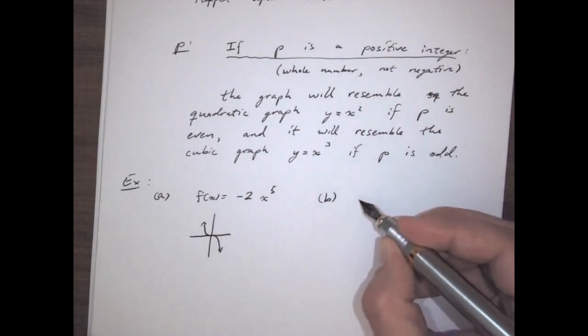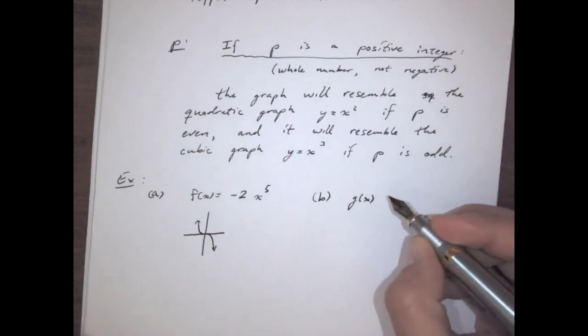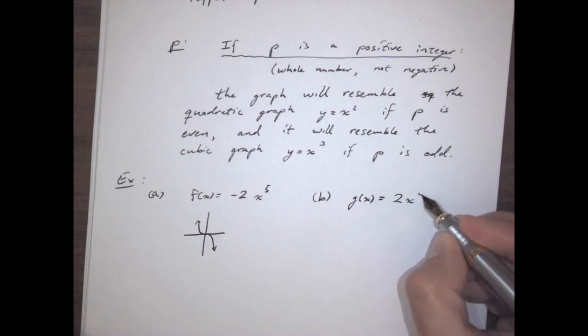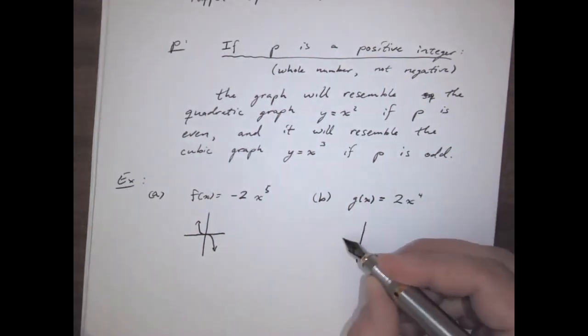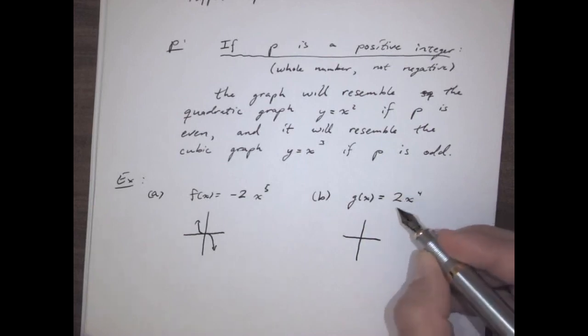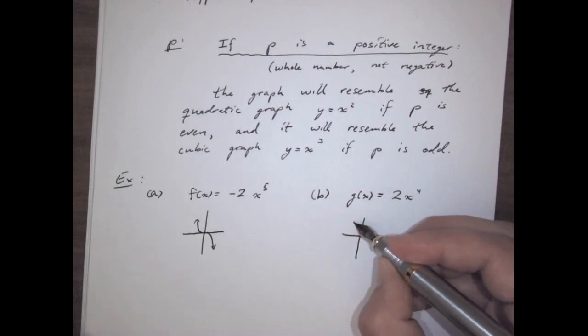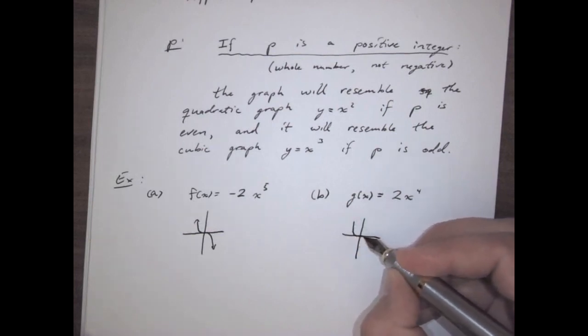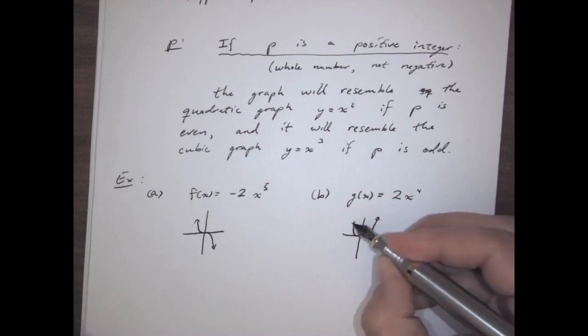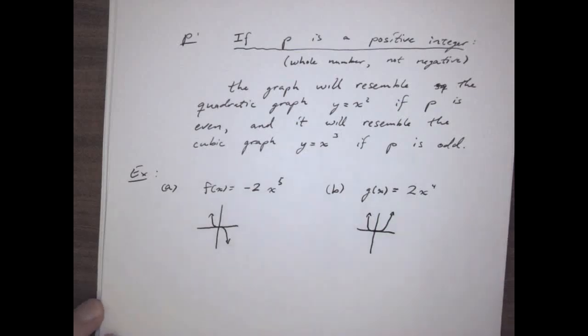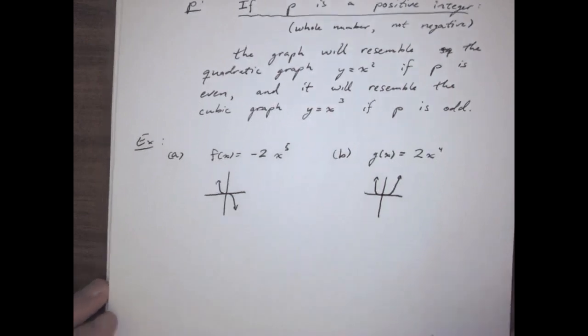So it'll go like that. And if in the second case here we had something like g of x equals 2x to the fourth. Here we have a positive coefficient, so that means the orientation will be regular. And we have an even power, and that means it's going to look kind of like a quadratic. It's going to be going up and up on both sides. Okay, so that's the first case, if p is a positive integer.